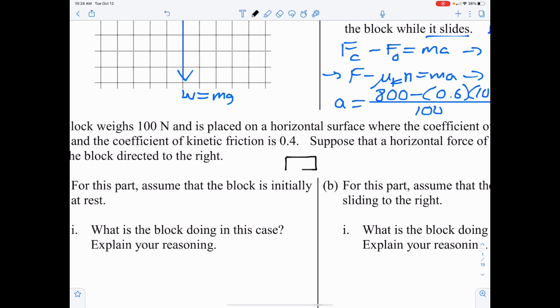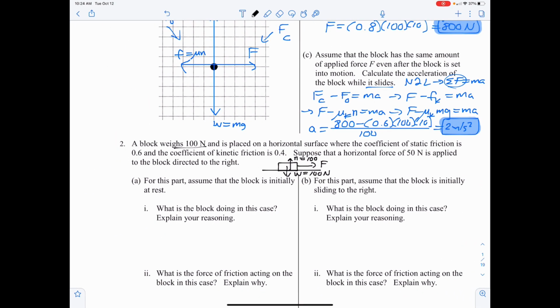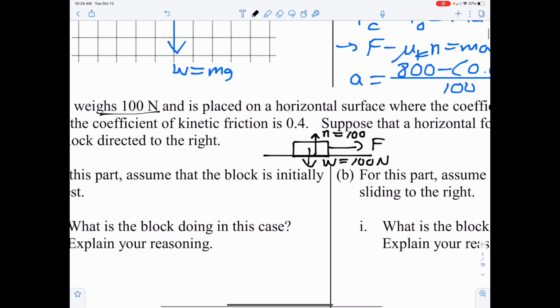Here's the block. We're applying a horizontal force to it. You've got the weight of the block, which is 100 newtons. Since the force is horizontal, that means the normal force completely balances the weight and is also 100 newtons. Now, if we're talking about there being coefficients of static and kinetic friction, that means friction acts to the left. And friction is equal to mu times normal force.